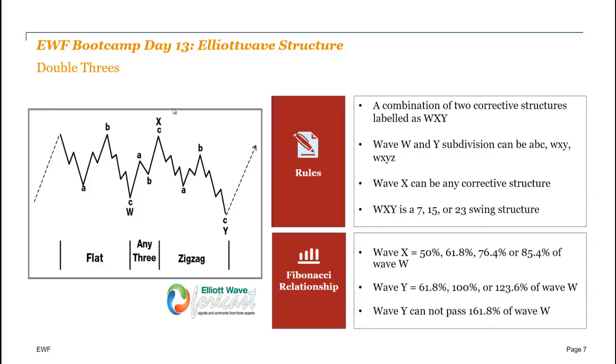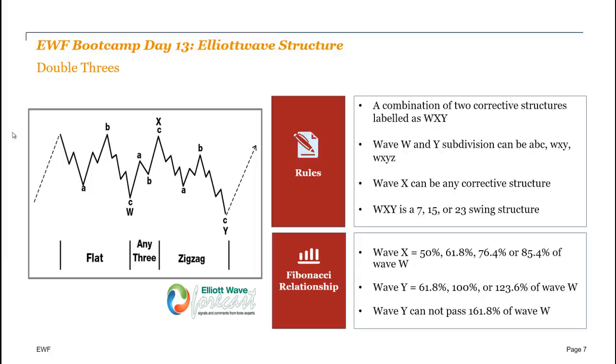Now this is the most common structure right now in the market, which is a double 3. We label this as a WXY. A double 3, you can think of a double 3 as a combination of 2 corrective structures. So this W here on the left side, the subdivision of the W is a flat. You can see it's an ABC here in the subdivision. This is a flat structure. This is a 3, 3, 5. On the right hand side, this is a zigzag. This is an ABC. It's a 5, 3, 5 zigzag.